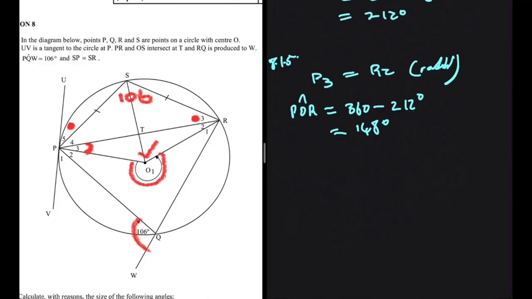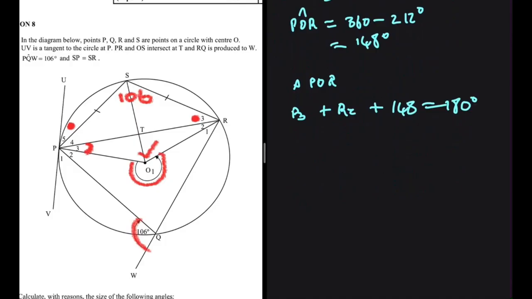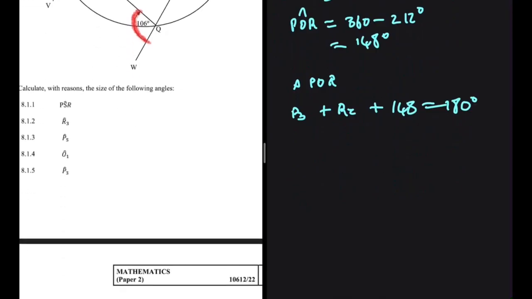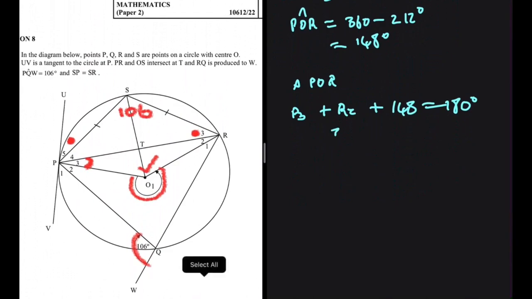That is 148 degrees. So now in triangle POR, we can say that P3 plus R2 plus 148 is equal to 180 degrees. But P3 is equal to R2. So we can go ahead and say that 2P3 is equal to 180 minus 148. We divide both sides by 2, and P3 should be equal to 180 minus 148, that is 32, divided by 2, which is 16 degrees.